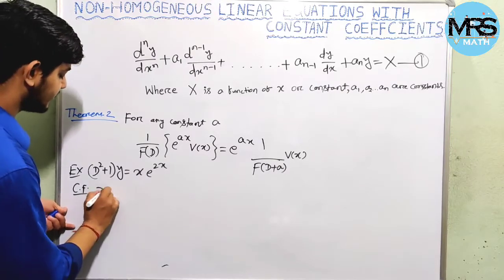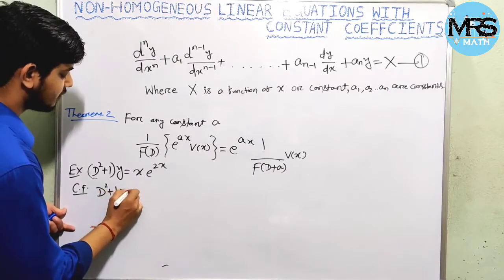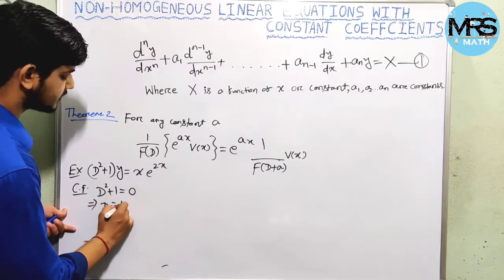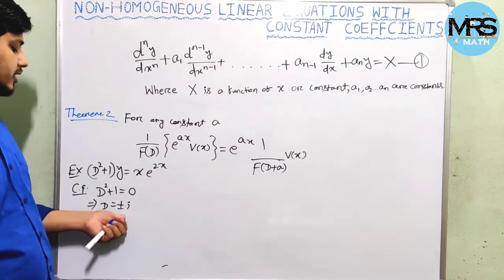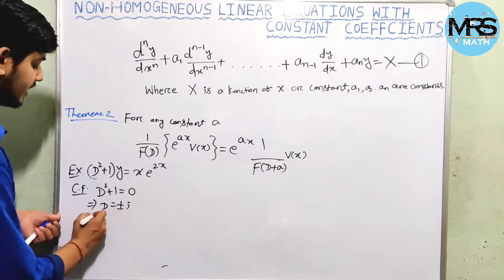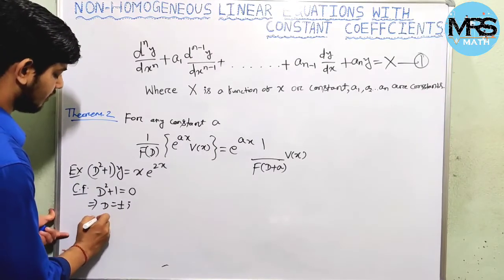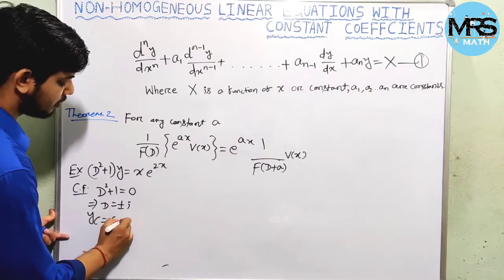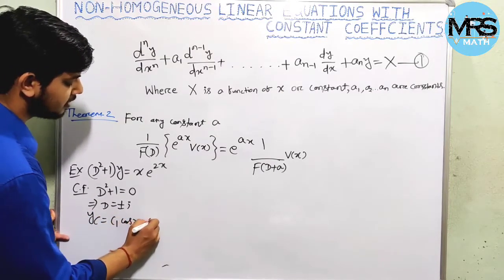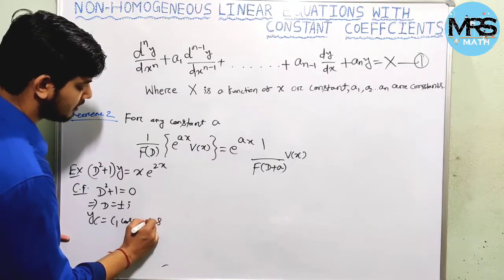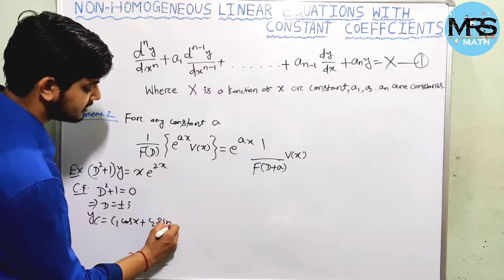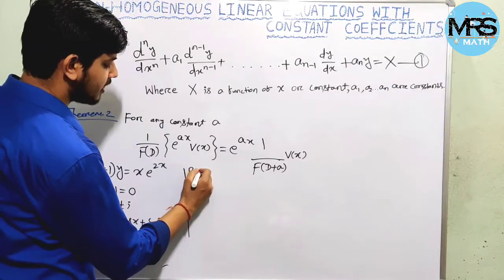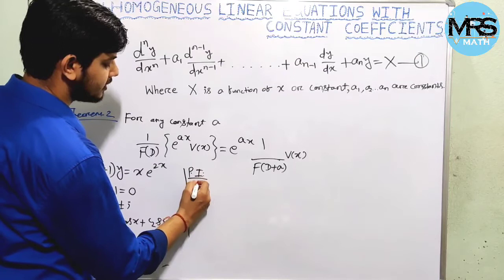We have already discussed in the previous class that D square plus 1 equals 0, then D will be plus minus i. If we get this type of complex root, our complementary function, or yc, is c1 cos x plus c2 sin x. Now we'll go for the particular integral, that is yp.